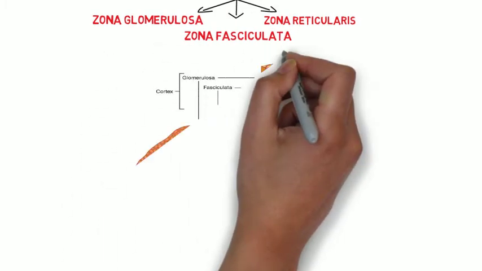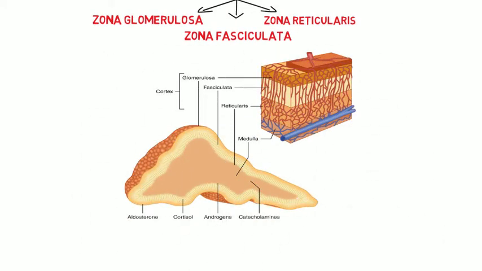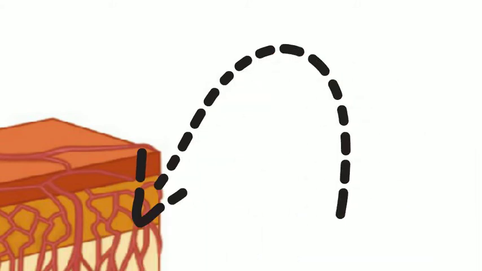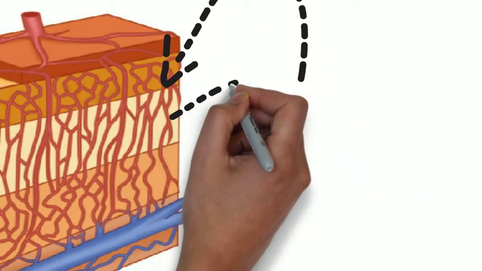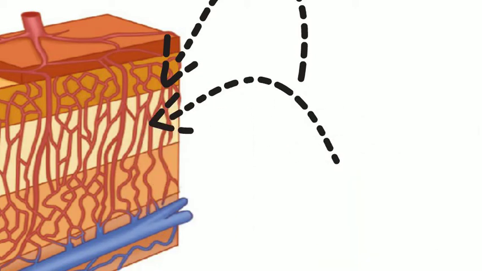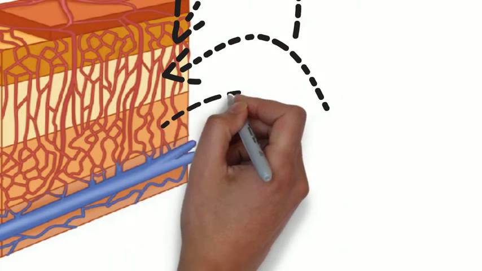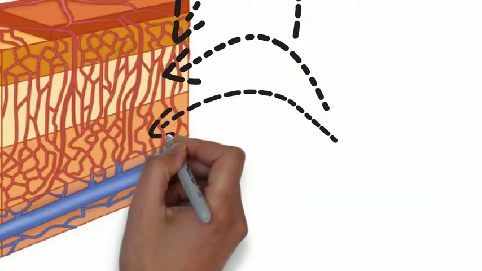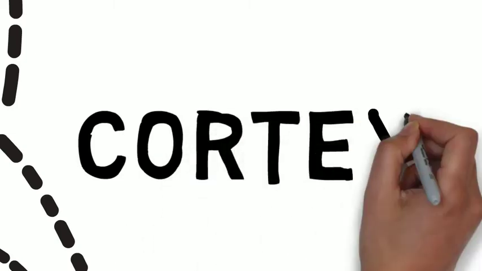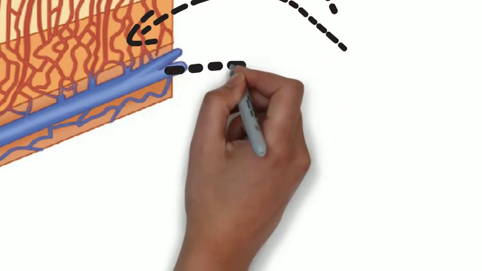Here in the diagram, we see the layers of the adrenal gland. The first is the outer thick zona glomerulosa, which makes up 15% of the gland. The second is the middle thick zona fasciculata, which makes up 50% of the gland. And the third is the thin zona reticularis, which makes up 7% of the gland. And they all comprise the adrenal cortex. The inner part of the adrenal gland comprises the medulla.